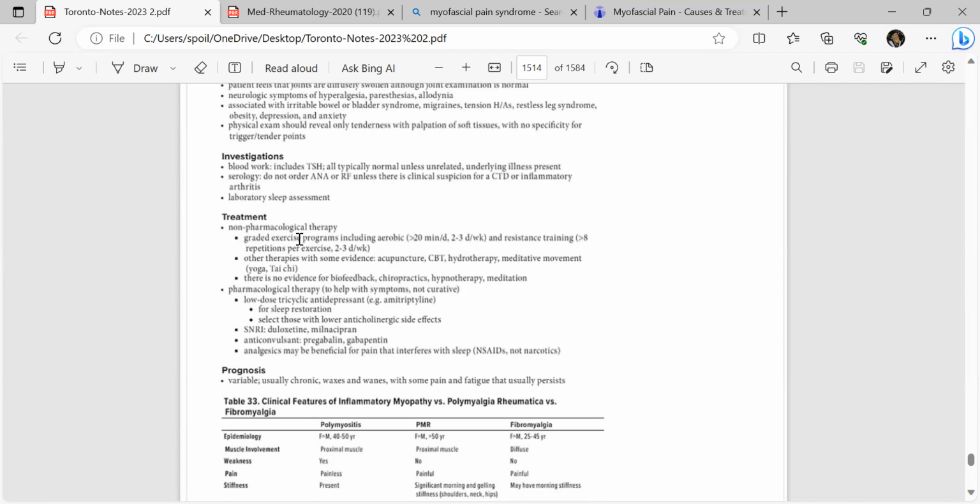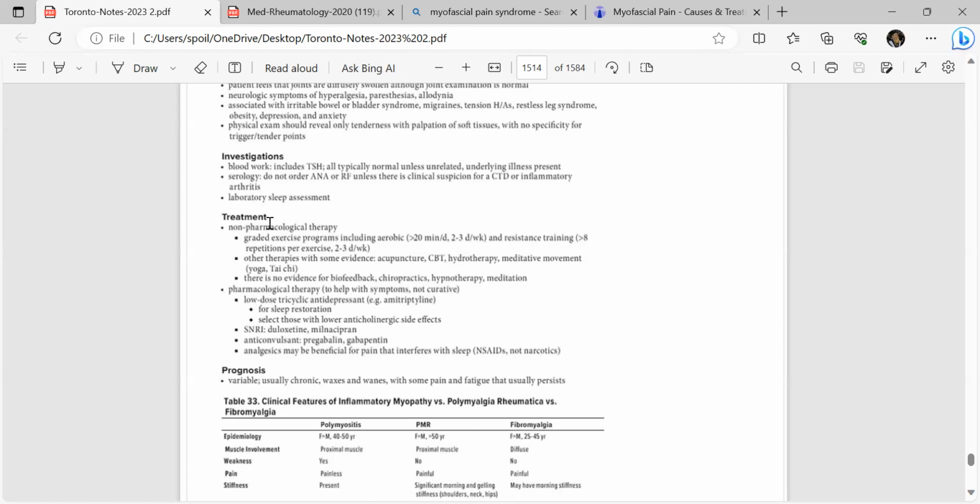Okay, and the treatment: non-pharmacological therapy is graded exercise programs, including aerobic and resistance training, with greater than 8 repetitions for exercise. Other non-pharmacological therapies are acupuncture, CBT, hydrotherapy, meditative movement, yoga, and tai chi. There is no specific evidence for biofeedback, chiropractic therapy, hypnotherapy and medications.